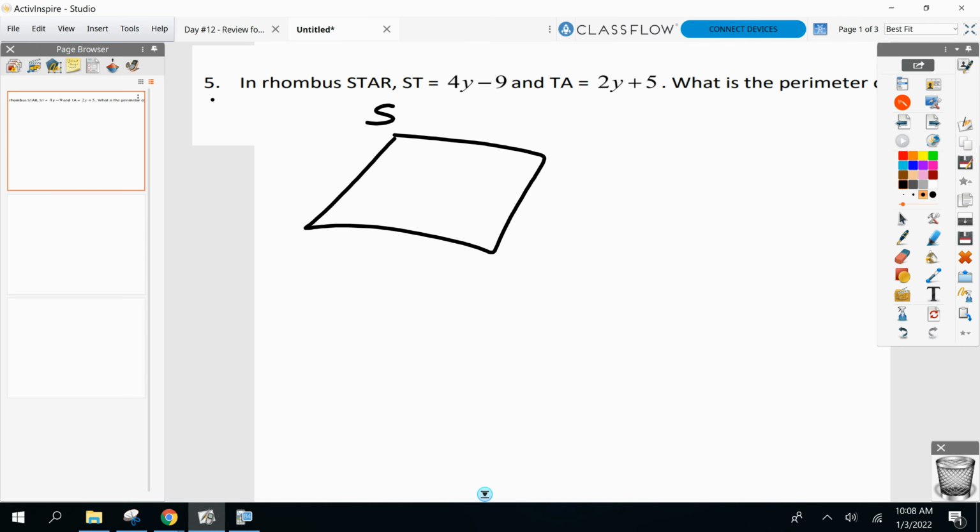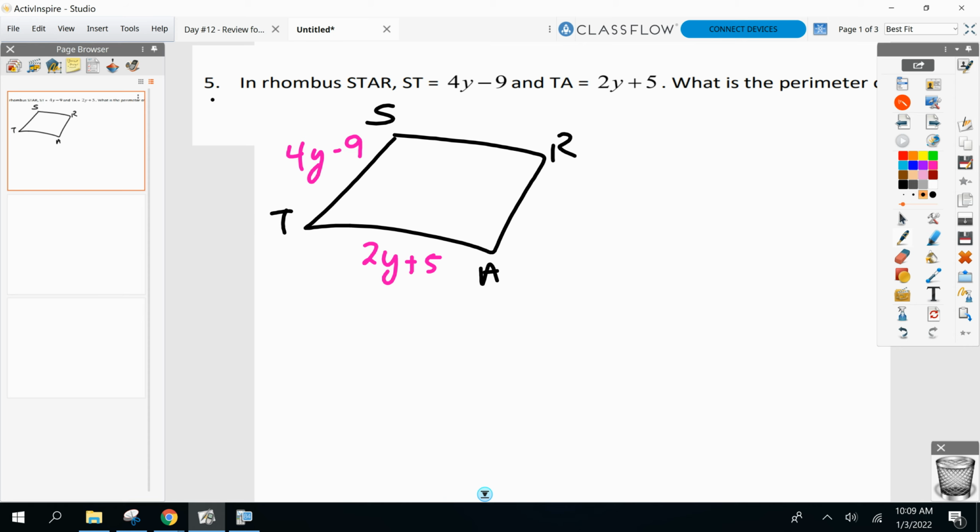Remember, as we label a quadrilateral, please label it clockwise or counterclockwise. All right, don't jump diagonally. Label every quadrilateral clockwise or counterclockwise. ST is 4y minus 9, and then I have TA as 2y plus 5. All right, what's a property of a rhombus that I'm going to need to know here? Well, what's the relationship between TS and TA? They're congruent to each other.